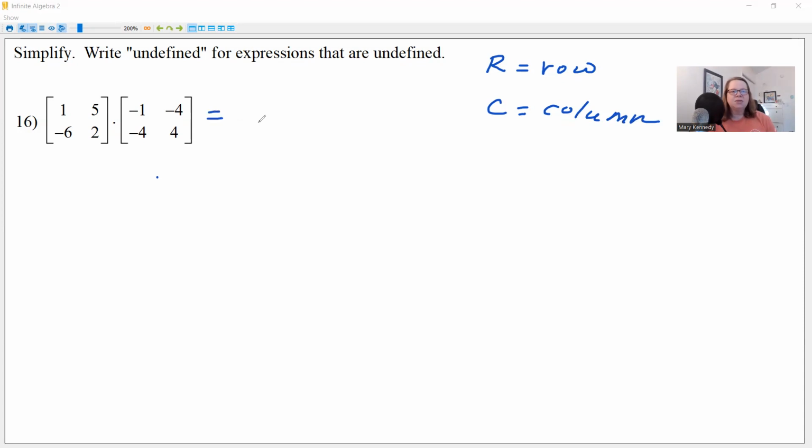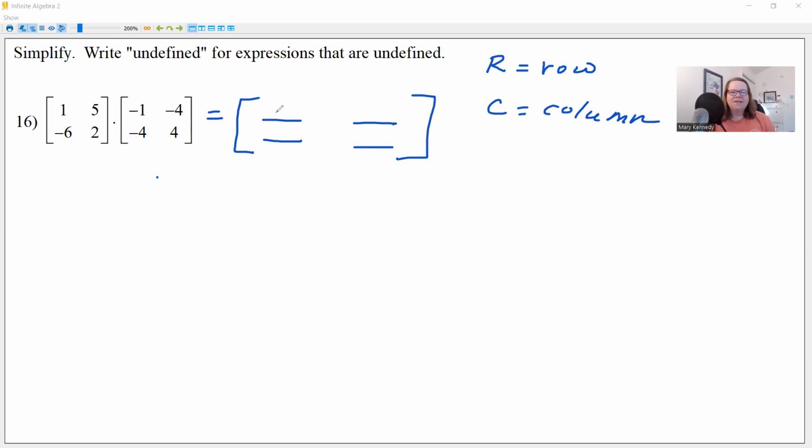I know that my answer is going to have this matrix. I've got to move that thing here. It's not wanting to move. Okay. So I know that there's going to be 4 spots in my answer, right? There's going to be 4 numbers because this is a 2 by 2 times a 2 by 2. All right. My answer is going to be 2 by 2.